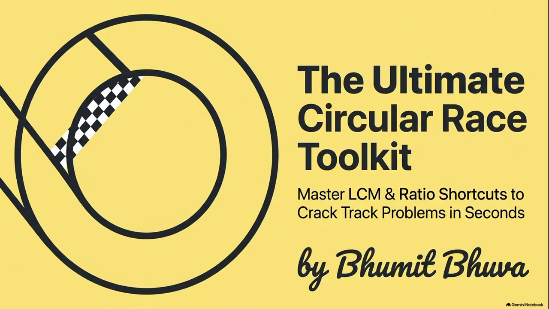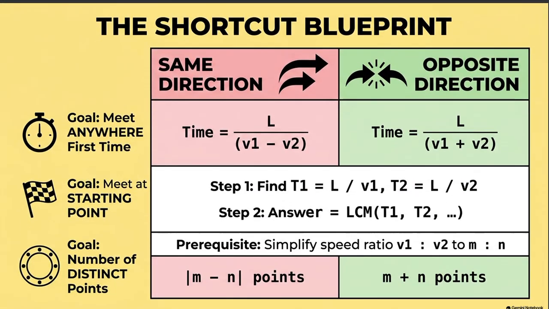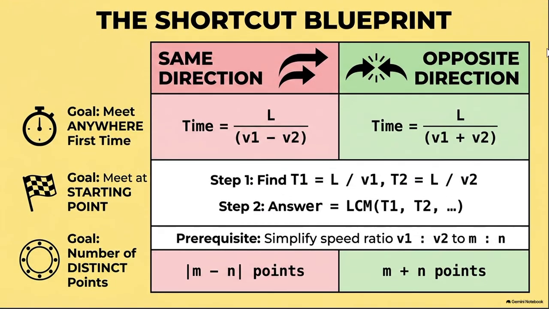Hello everyone. In this masterclass, I will tell you three important short tricks to solve circular track questions, whether you have to find out the time when the runners meet, or the distinct number of points where they meet. So let's start with the short trick formulas: when we have to apply them and how to apply them.